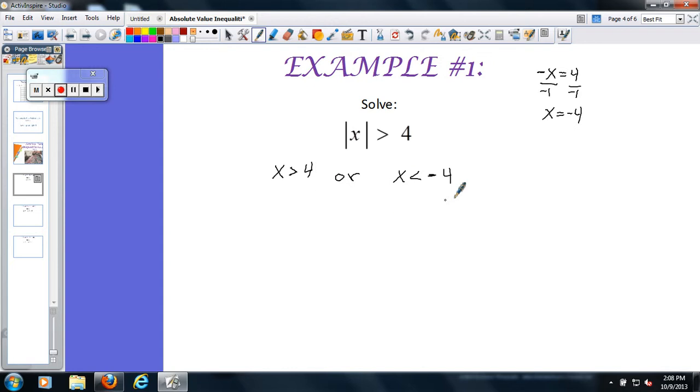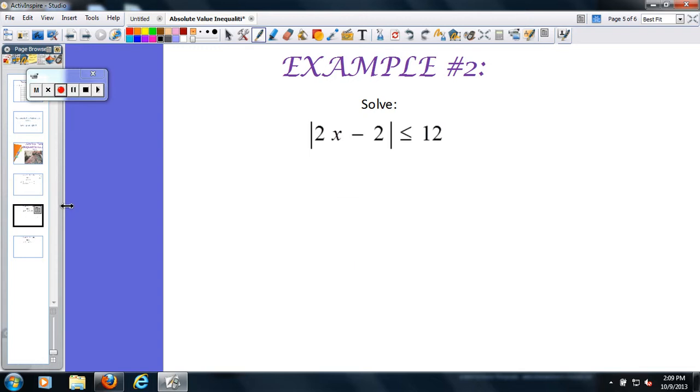All right? And then here is our answer. Okay, pretty simple, not too difficult. So now we go to example number 2. Make sure the absolute value is isolated, and in this case it is. There's nothing outside. So I make my first equation, which is 2x minus 2 less than or equal to 12, and 2x minus 2, and it's because I'm making the answer negative, the sign has to flip. So it's greater than -12.